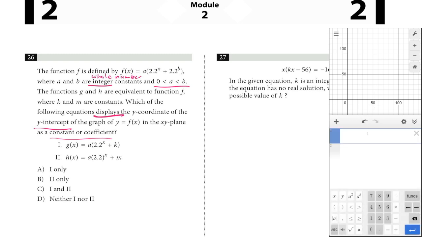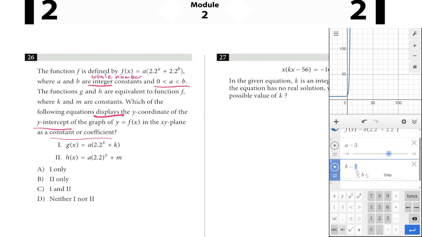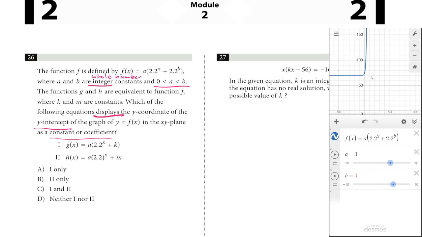So what we're going to do is graph the original function. f of x equals a times the quantity 2.2 to the power x plus 2.2 to the power b. Notice Desmos is asking if we want to add a slider. We're going to hit all, so we add sliders for both. Now we pick values for a and b. I don't love picking 0, 1, 2, so let's pick 3 and 4. The issue with 3 and 4 is these numbers might get pretty big, but it'll do it. Our function is now graphed.